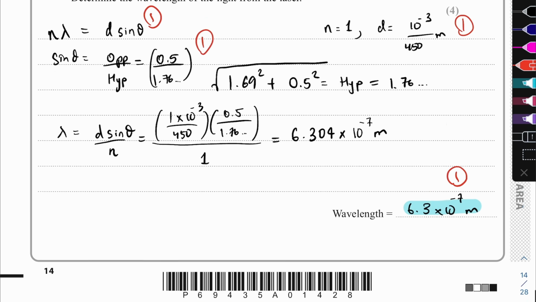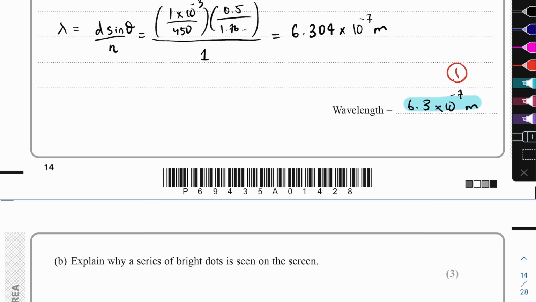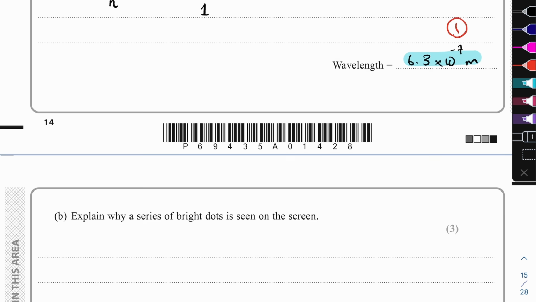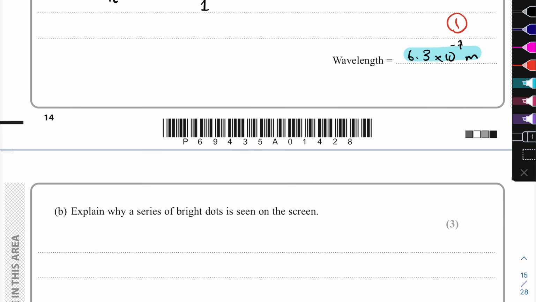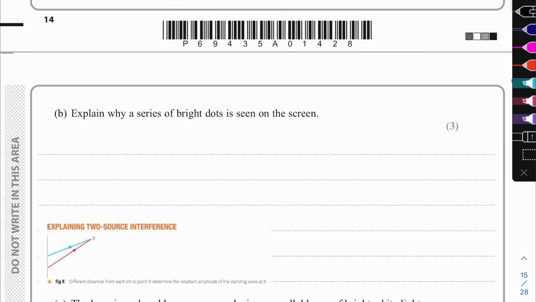Let's move on to part B. Part B says: explain why a series of bright dots is seen on the screen. So in general, why do we get the bright dots? I have a diagram over here to show. This is due to constructive interference.